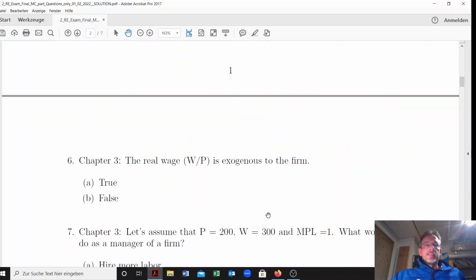Question number 6. The real wage is exogenous to the firm. This is true. One small firm is not able to affect the nominal wage because this is set by the wage setters, the labor unions and the employer organizations. So the wage rate is not under control of a single firm, and also the price is not under control of a single firm, because we assume that the firms operate in the market structure of perfect competition, and there the companies cannot influence the price because each company is too small.